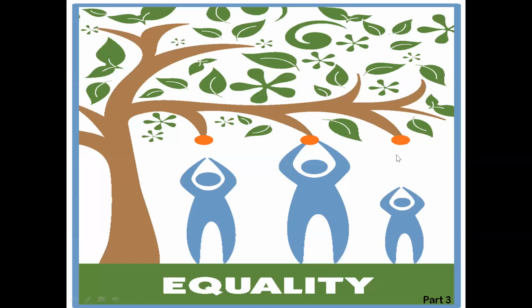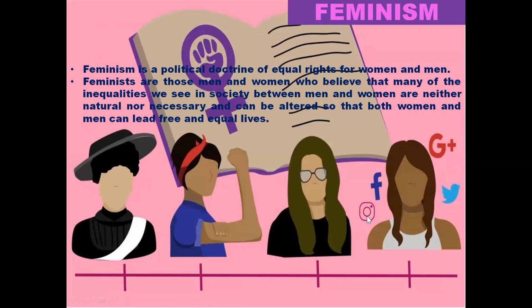Hello students, we are continuing with the chapter Equality from our class 11th political science textbook, Political Theory. This is the next part of the chapter where we will be discussing the various theories and how equality is studied there. First one which we are going to study is about feminism.